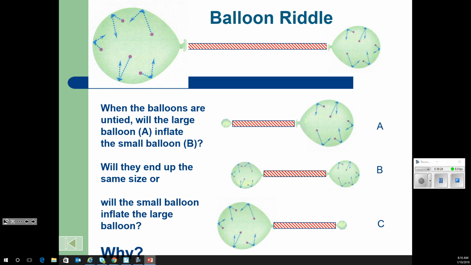Okay, let go of them. Let's see. They're not doing anything. It's not blowing it back up. Why didn't it go be equal?